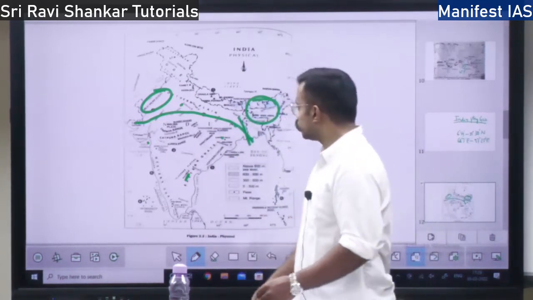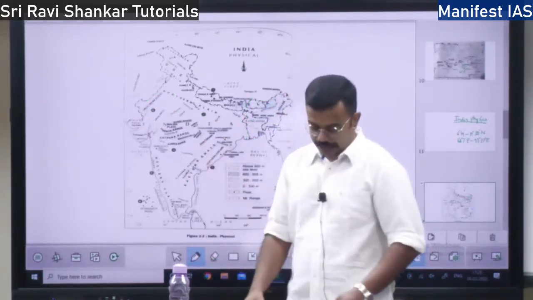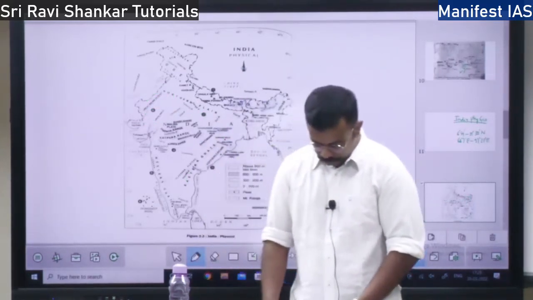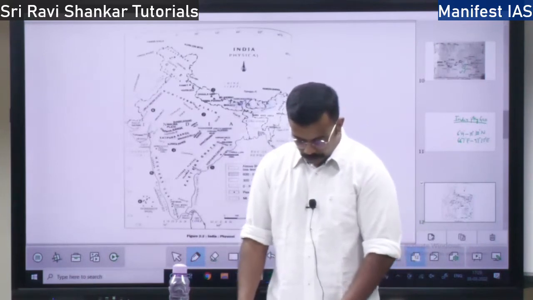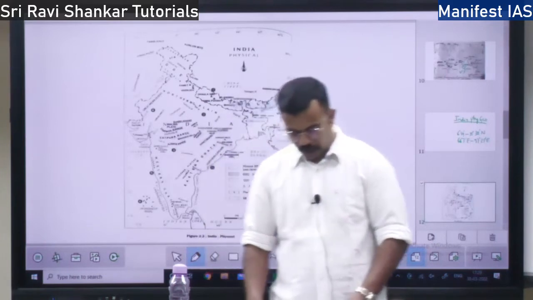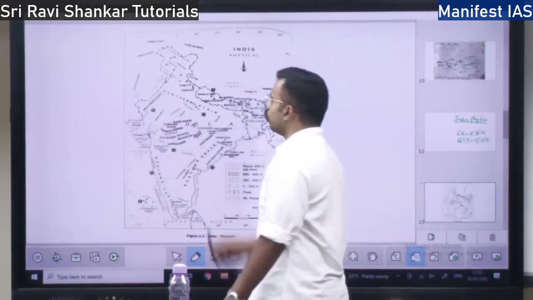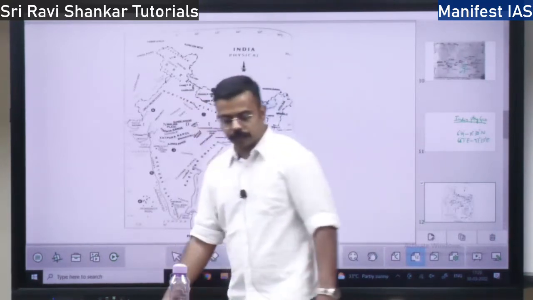So you will find mostly east flowing rivers. Rivers which flow in the eastern direction. Right? So, talking about the Himalaya, the peninsular block is done. We will talk about the mountains in the Himalayas and peninsulas.